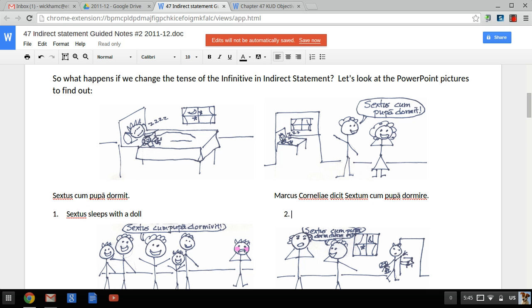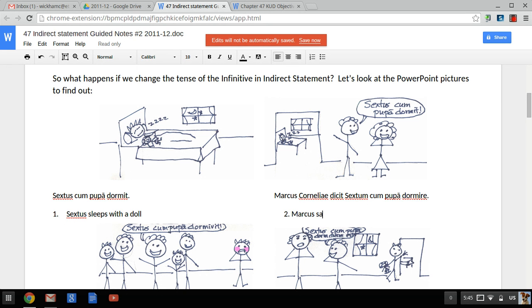All right, now we have our direct statement that we're familiar with. I'm going to let you think about this sentence for a second. Marcus Corneliae dicit Sextum cum pupa dormire. So hopefully when you thought about it, you noticed we have a verb of the head, we have a subject accusative, and we have an infinitive.